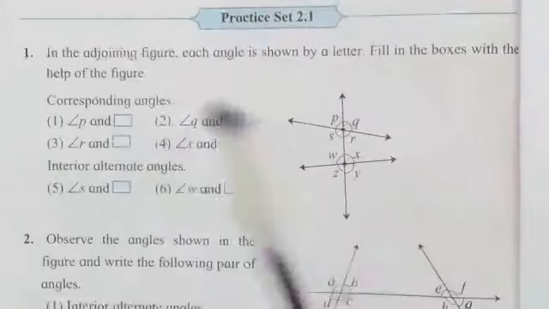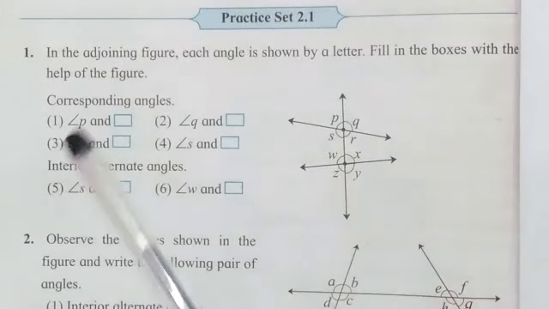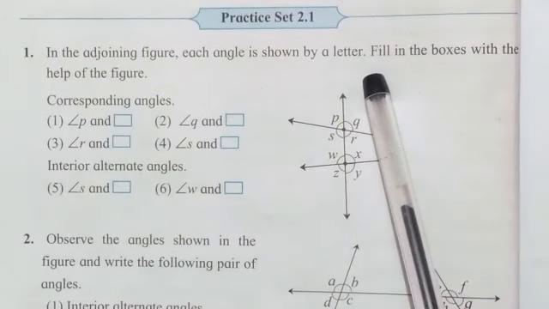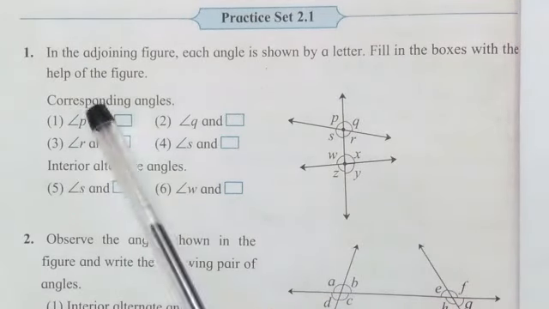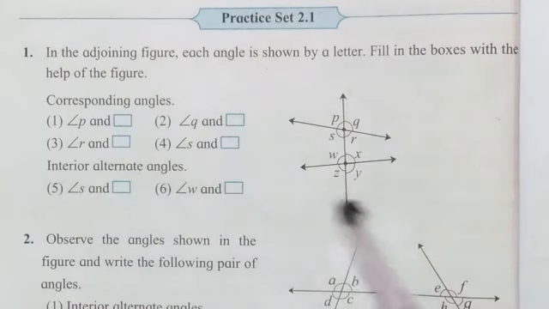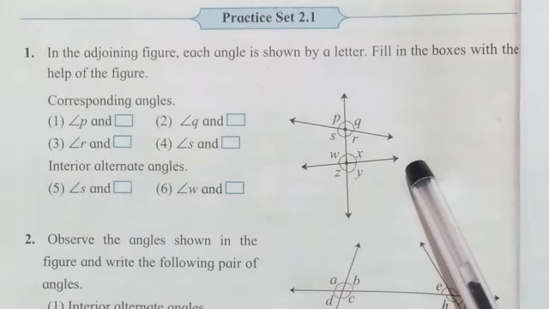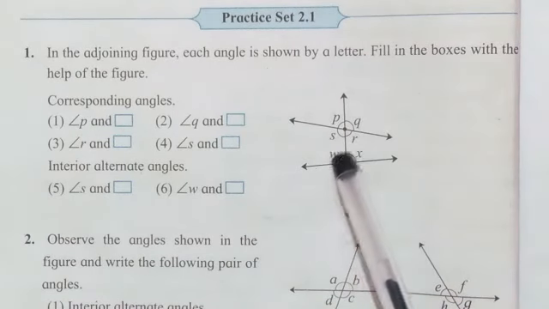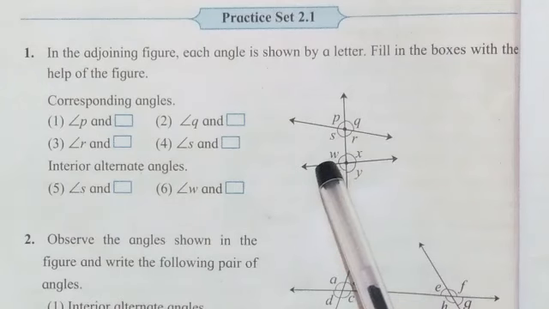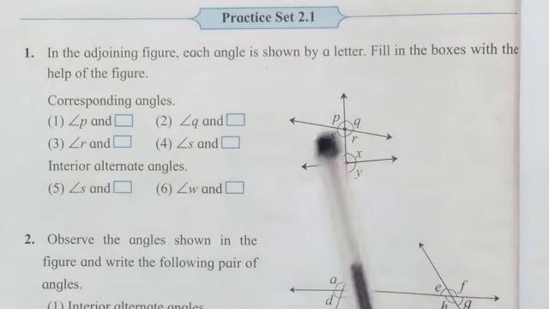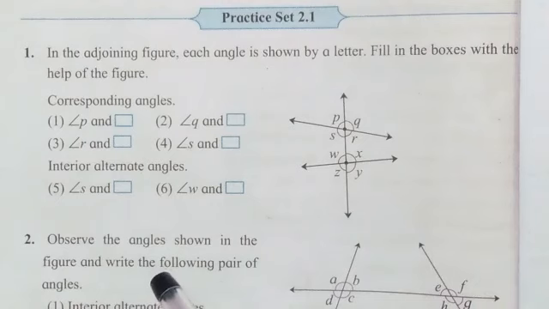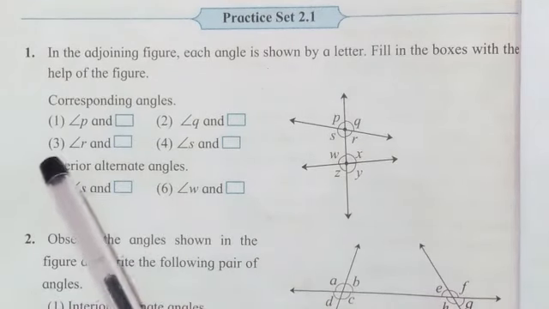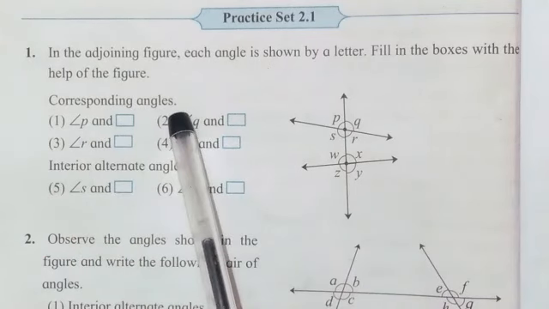Now let's move towards our practice set number 2.1. First question is, in the adjoining figure, each angle is shown by a letter. Fill in the boxes with the help of the figure. Here this is our figure which is given just aside of the question. Here the different angles are shown with small letter alphabets. So you have to identify which pair is matched with which alphabet, and you have to complete the boxes. See the first one now, corresponding angles.